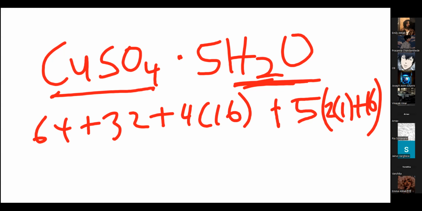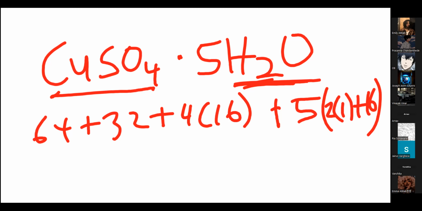I hope it's clear. When you add all this, what are you getting? I think it's 126. Is it 126? Wait, I think I messed up. Let me try again. Yes, this is 160.